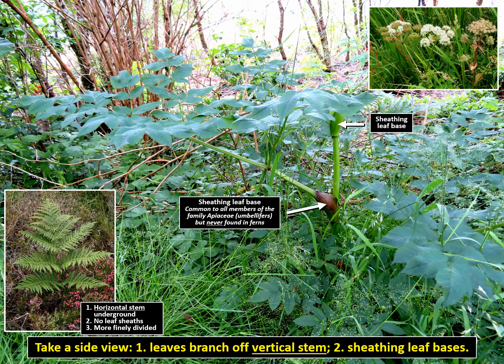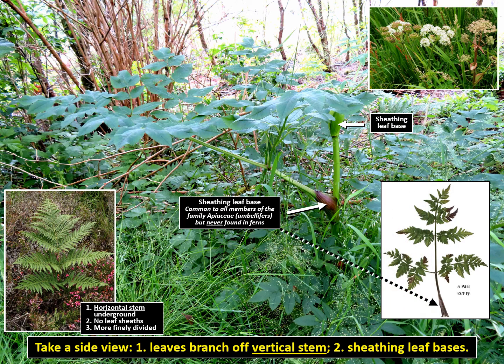Umbellifers have inflated leaf bases and vertical stems. Fern fronds have no sheathing leaf bases and emerge from stems, known as rhizomes, at or below ground level. In some umbellifers, such as Angelica, the leaf sheaths are conspicuous, grossly inflated, while in others, e.g. cow parsley, they are no more than flattened wings that you have to go looking for.